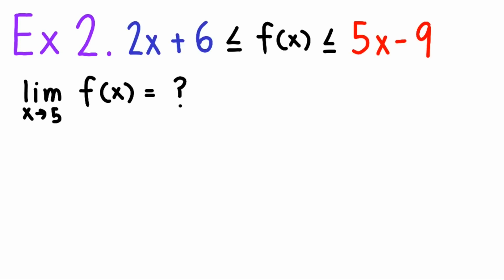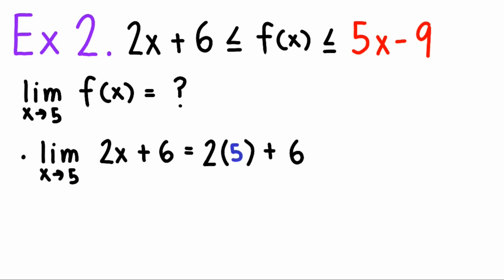Starting with the one on the left, we'll have the limit as x approaches 5 of 2x plus 6. Again, 2x plus 6 out here is a polynomial, so we can simply plug in 5 out here. So we'll have 2 times 5 plus 6, and then 2 times 5 is equal to 10. 10 plus 6 is equal to 16. So that is the limit for the one on the left.